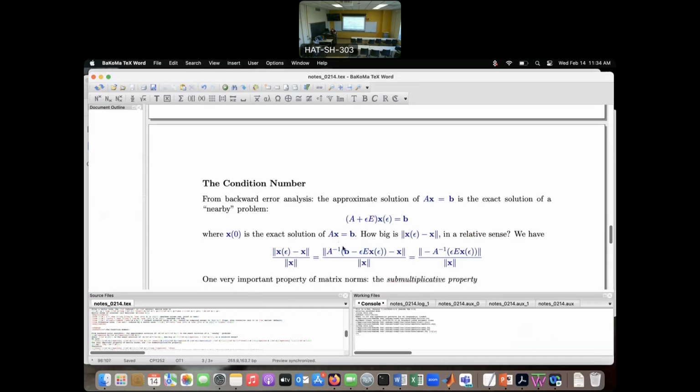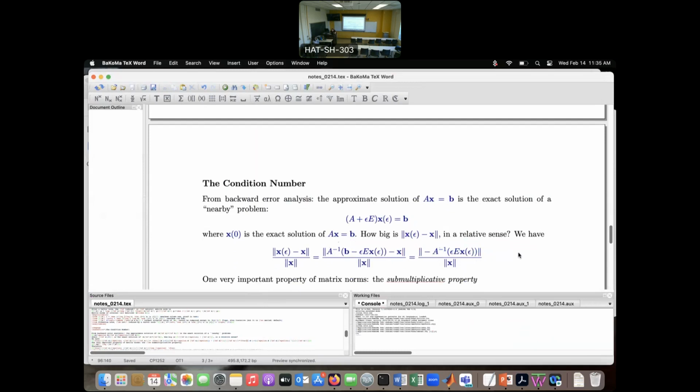Now, A inverse times b is x, because that's the exact solution to our original problem. So this term, A inverse b, cancels with this x. So now I'm left with this. Okay, but now I have the norm of this complicated expression up here, divided by the norm of x. Everything here is a vector norm.